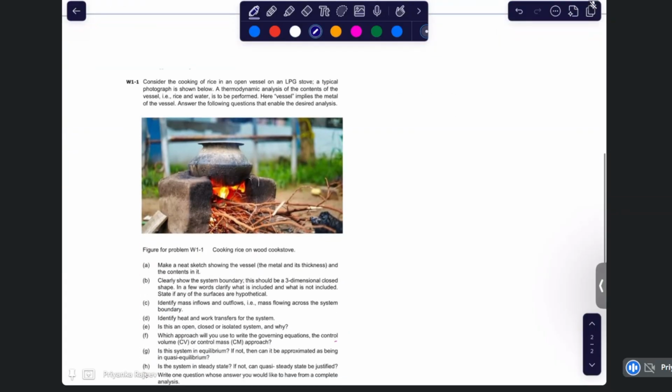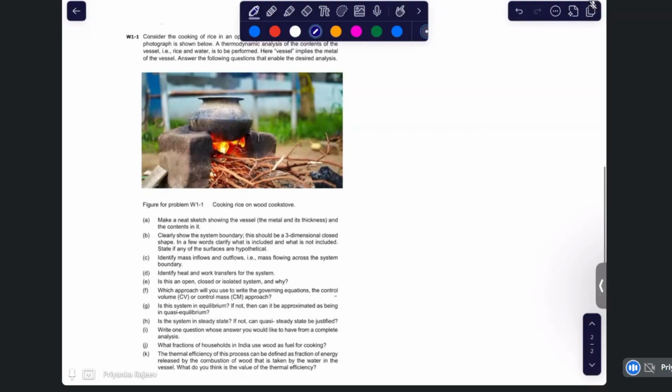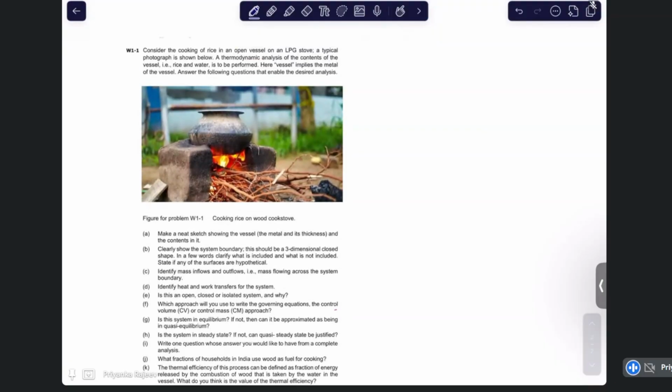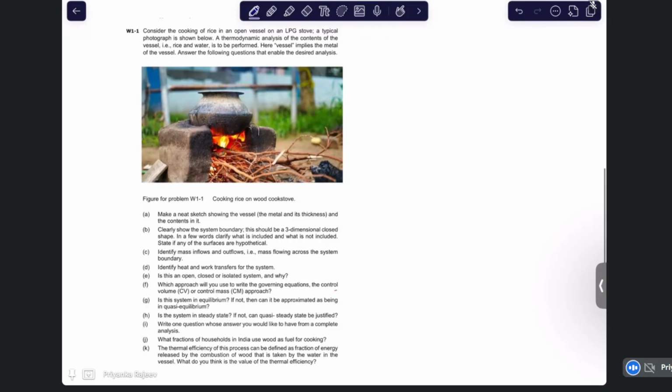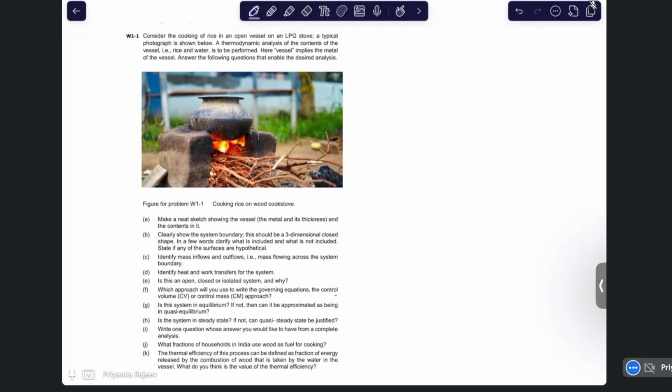So this is as follows. This is a picture that shows cooking of rice in an open vessel on an LPG stove. They are saying LPG, but the picture is something of using wood and everything for cooking. Okay, so the question is as follows.